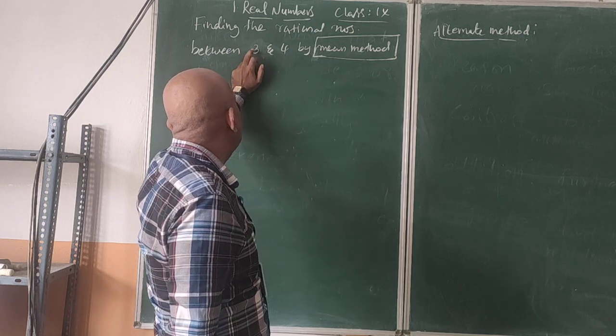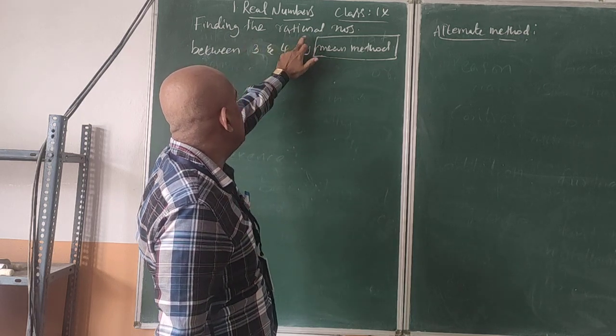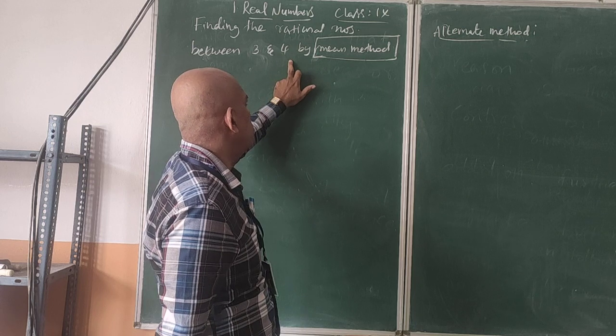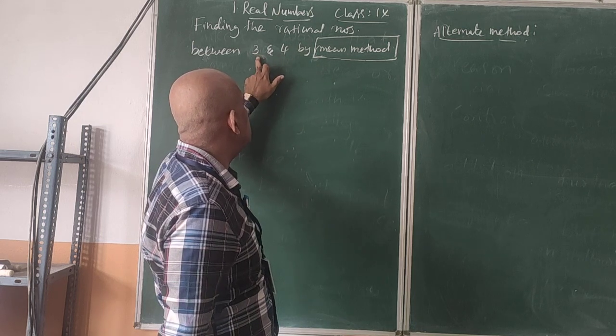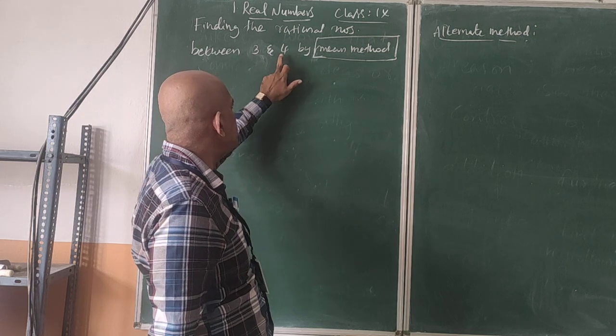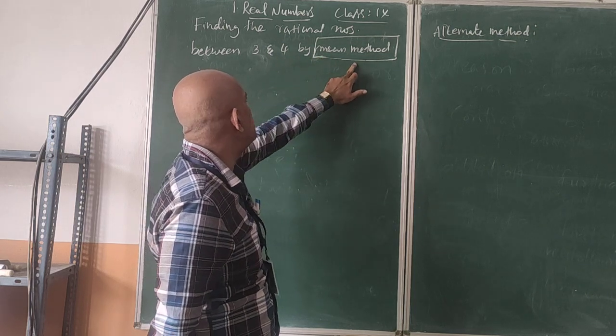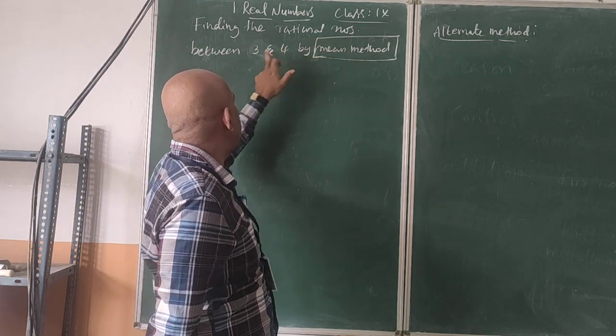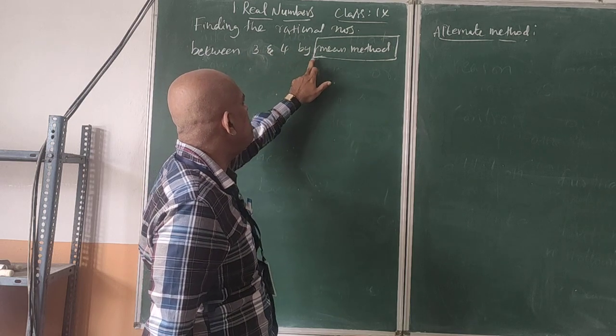Here today we are going to solve the first problem: finding the rational numbers between 3 and 4. There are two numbers, 3 and 4. Both are rational numbers. 3 can be written as 3 by 1, and 4 can be written as 4 by 1. We will find the rational numbers between 3 and 4 by the mean method.